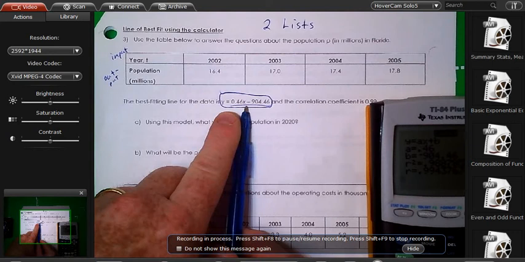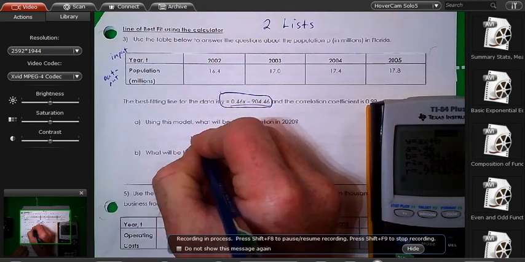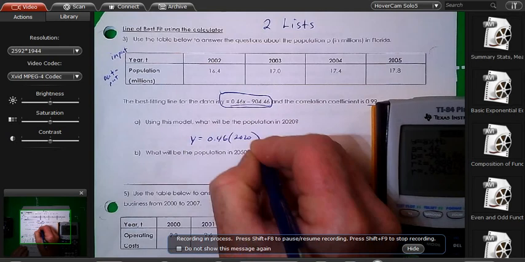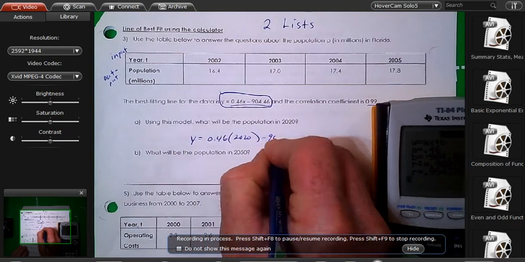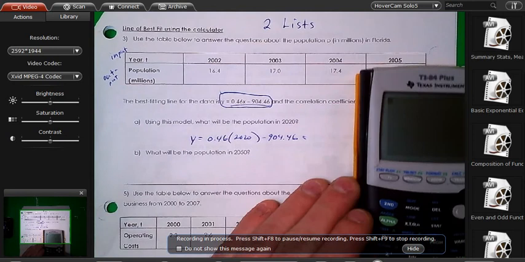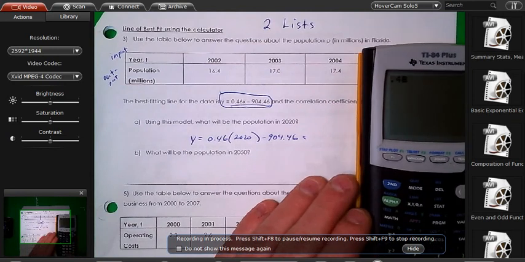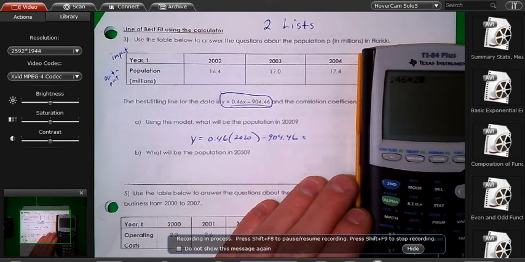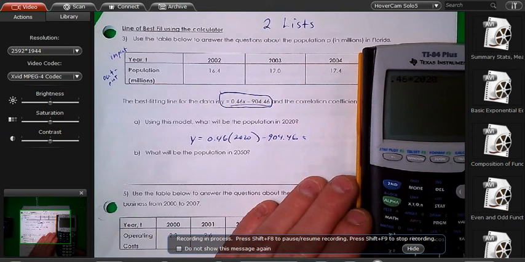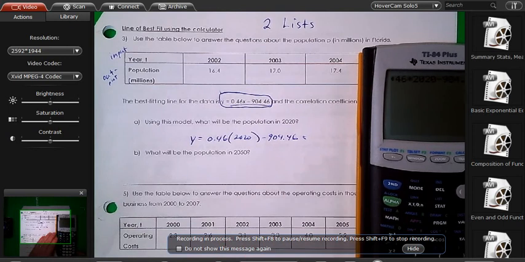So here's what we do. Y equals 0.46 times 2020 minus 904.46 equals. All right, so you're going to go to your just regular calculator function. Just press clear. You're going to plug in 0.46 times 2020 minus 904.46. And guess what? 904.46 is your y-intercept. And press enter. What do you get?